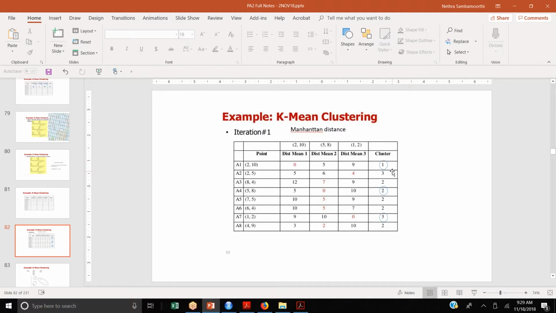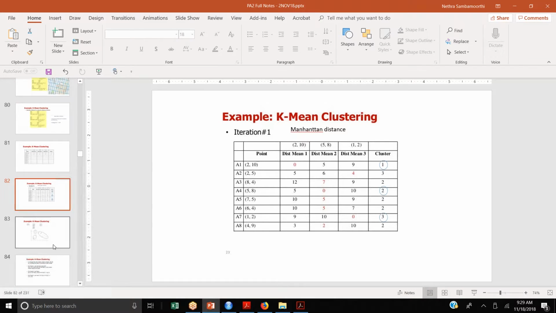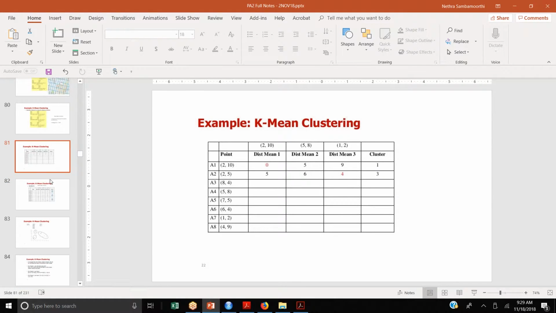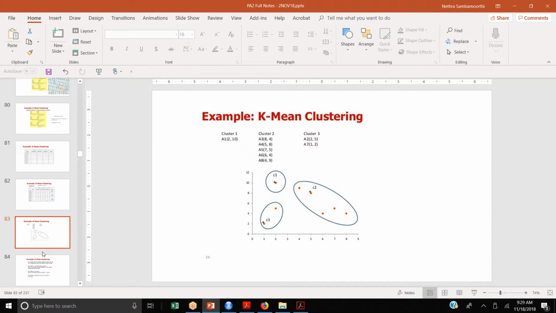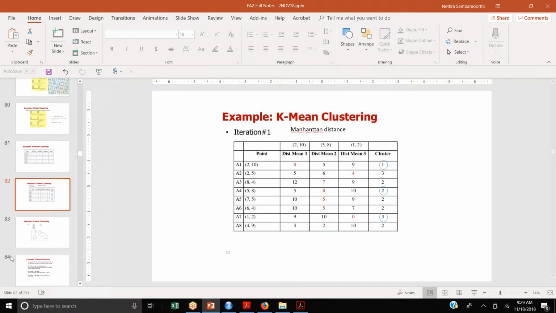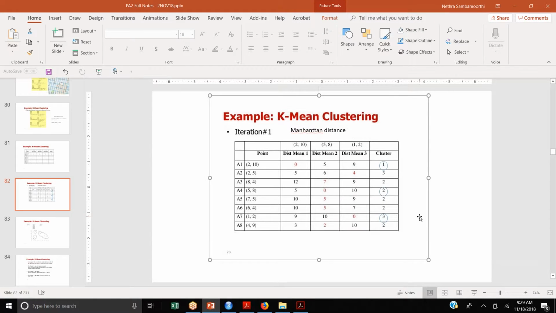But now I know what the points are that belong to cluster 1, cluster 2, cluster 3. Now I calculate a new center. Understood? I calculate a new center, new averages. And based on that new average, I redo this one. Can you do me a favor? Work it out at home. What is the new center for cluster 1, cluster 2, cluster 3?